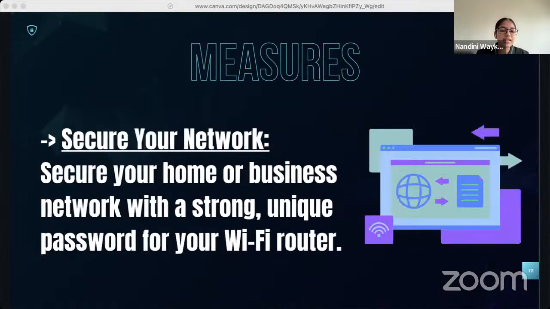So next up is to secure our network. We should secure our homes or business networks with a strong and unique password, as I've talked about before, for your Wi-Fi router. We should enable network encryption such as WPA2 or WPA3. These are types of network encryption. And we should consider using a firewall to monitor and control incoming and outgoing traffic.